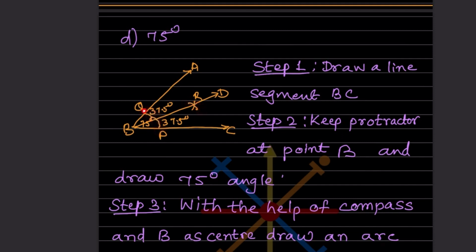Then again, with the same distance whatever you took from P, you are not going to change your compass, and from your Q you are going to draw another arc over here, and then you are going to join. You can give this naming according to you.